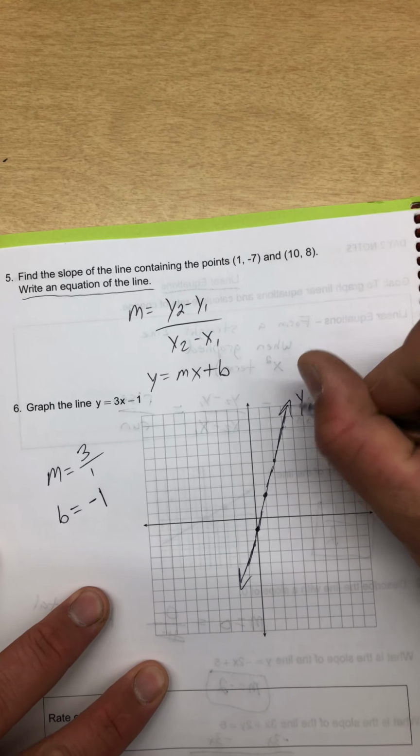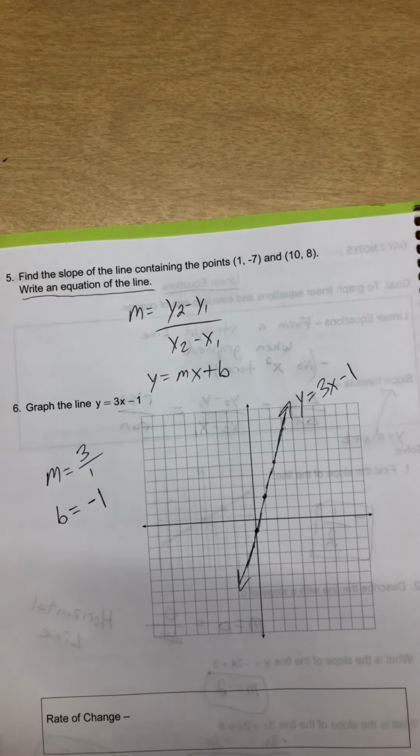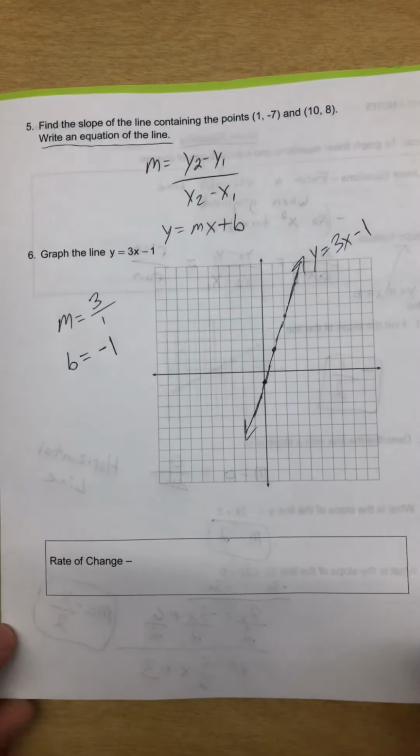Don't forget to label. Y equals 3x minus 1. Always label your graphs. It's a good habit to get into, especially the next couple years in math class. The next thing, there are a couple of these on the next page, I believe, just at the bottom here.